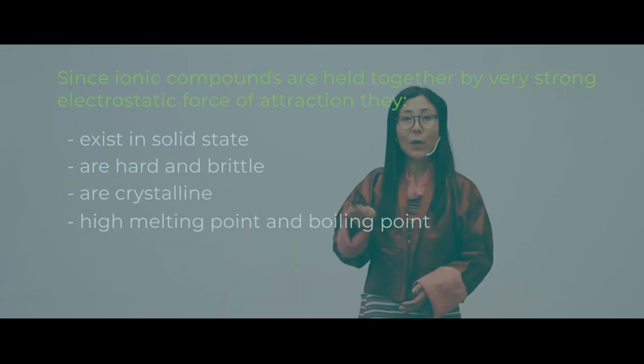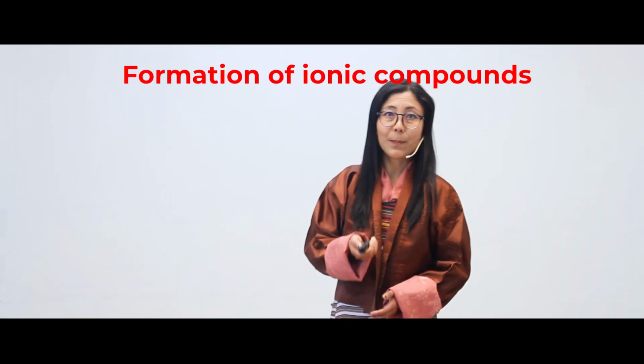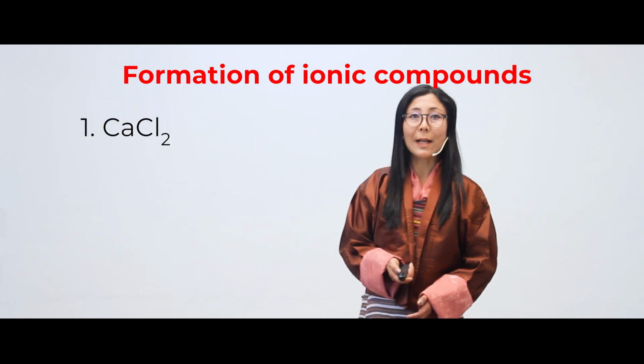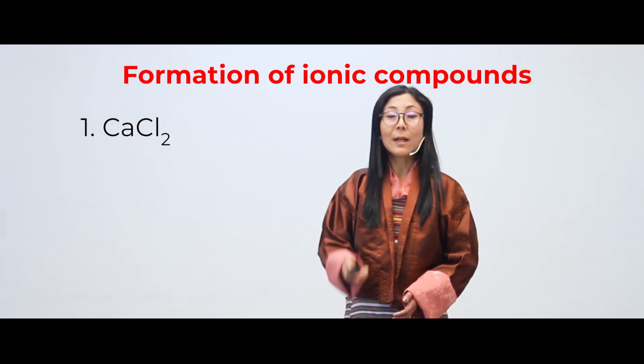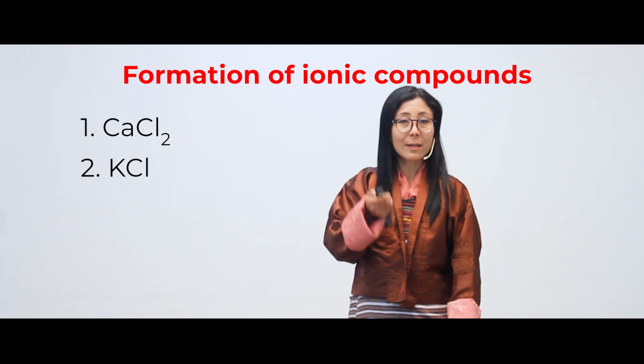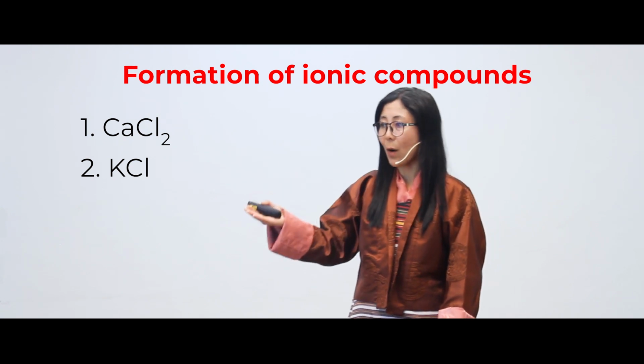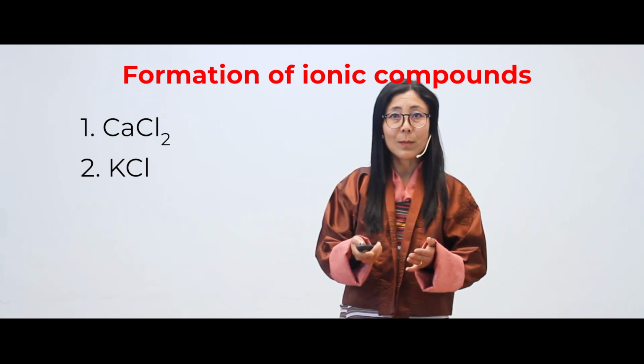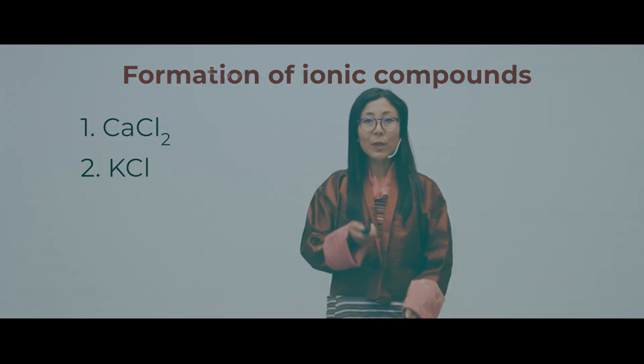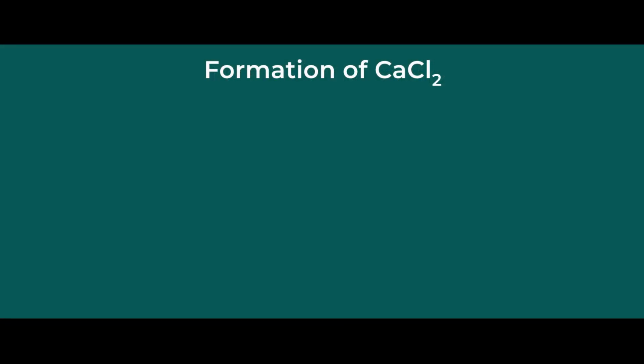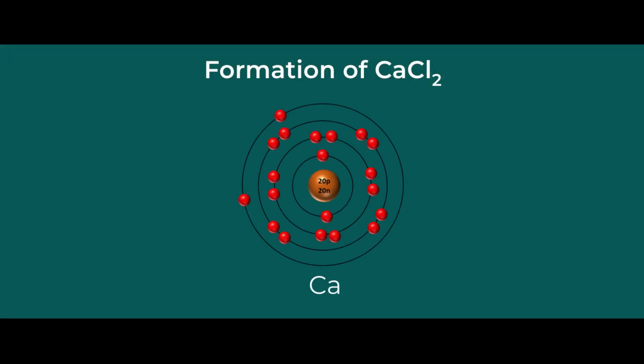Let us practice the formation of ionic compounds. First, calcium chloride. Second, potassium chloride. So let us see one by one how each one of them is formed. First, let us look at the formation of calcium chloride. Now, here we have 1 atom of calcium with 2 electrons in the outermost shell, and it is not stable. To gain stability, it needs to lose 2 electrons and become positively charged.